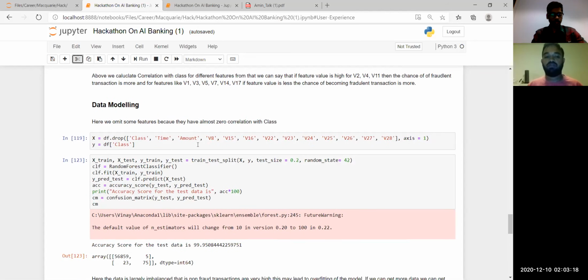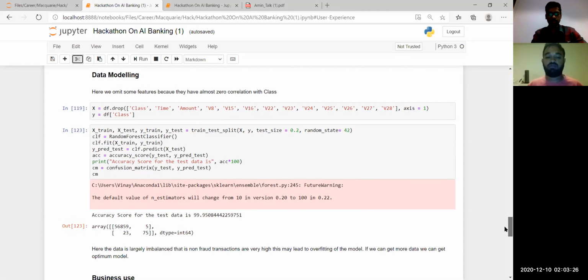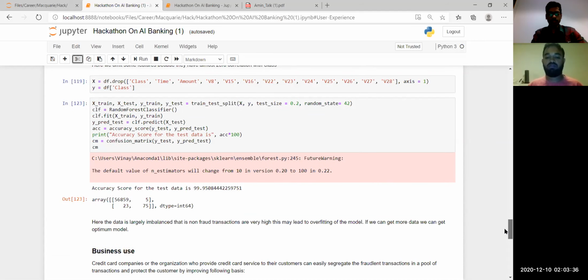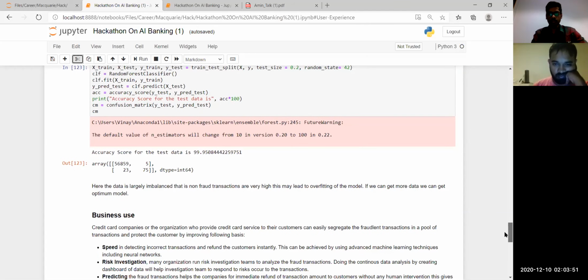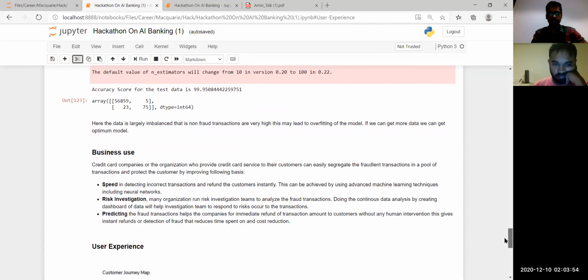Here we are taking only highly correlated features, and we are using a random forest classifier to classify the target variable in this model. By using this, we got an accuracy score of 99.95%, but still the data is very largely imbalanced. So there are high chances of overfitting the model. The model may mislead on the data. To overcome this, we need more data to get the best model and the best results.